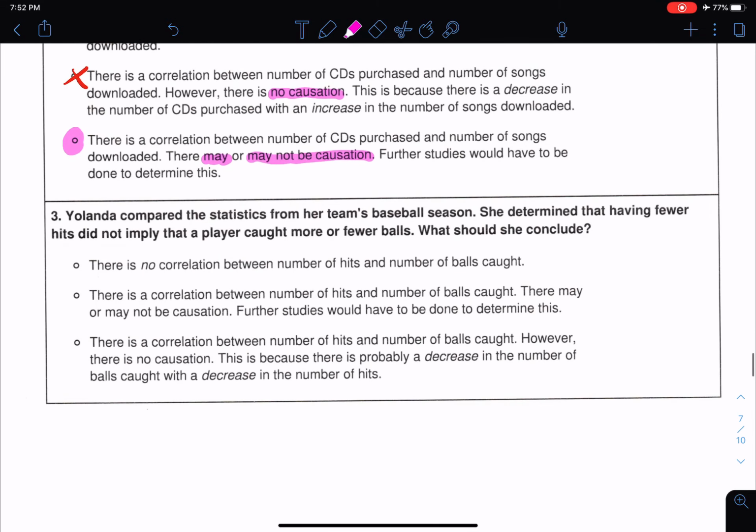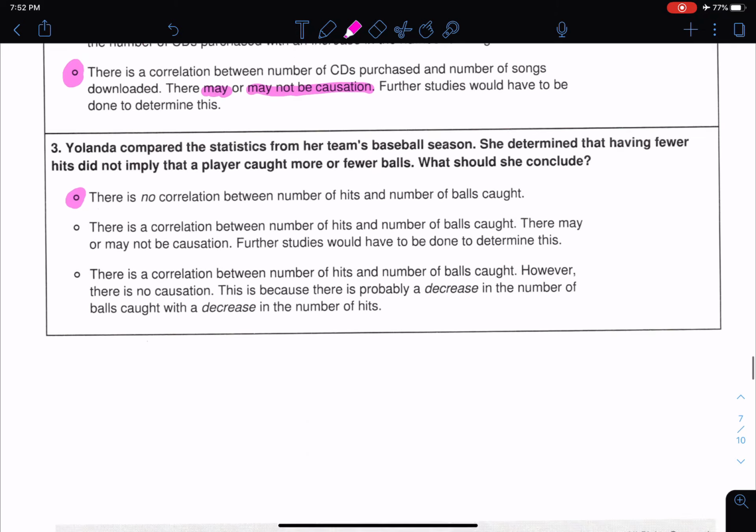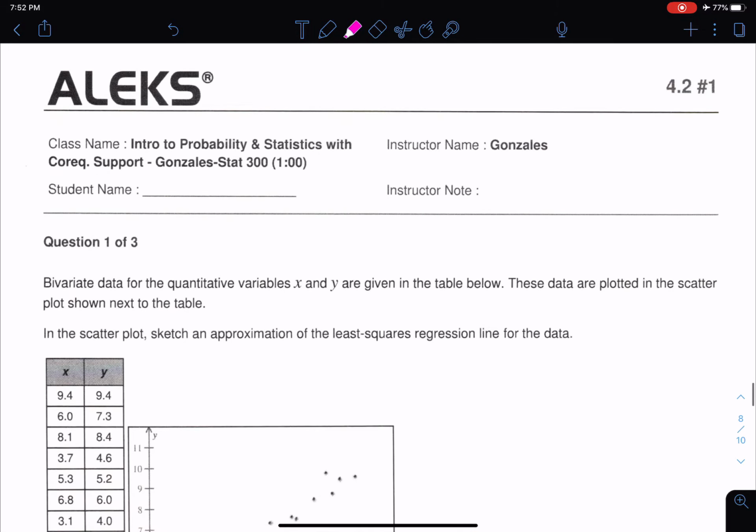And let's see, last one here. Yolanda compared the statistics from her team's baseball season. She determined that having fewer hits did not imply that a player caught more or fewer balls. What should she conclude? That there's no correlation between the number of hits and the number of balls caught. Yeah, that's what she should conclude. And now we are going to move on to the next set of questions.